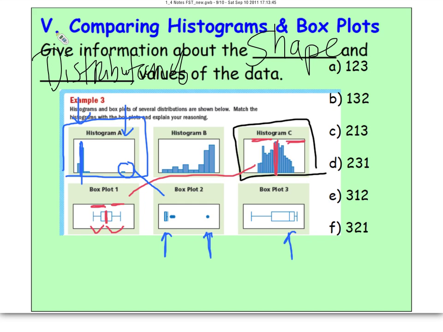And the last matchup is histogram B. If you take a look at histogram B in terms of shape, we would call this skewed left because the tail is to the left, and the data is pulled way over to the left. If you look at this one too, the middle of the data is probably right in there, where we see the median on this box plot. And then you also see this little minimum value pulled way over to the left, just like the histogram is too.